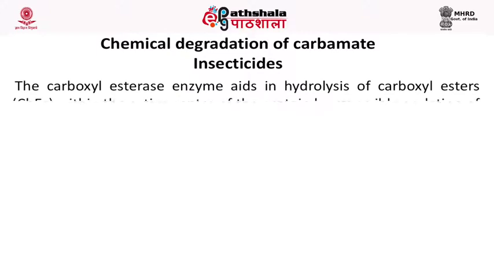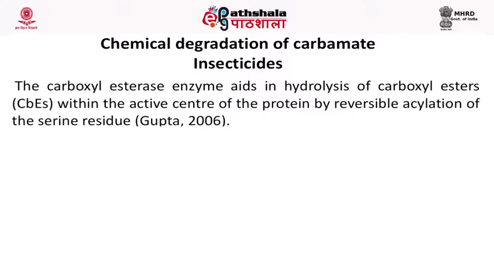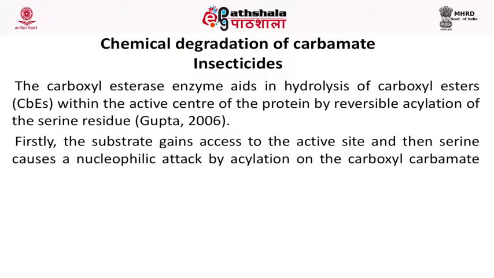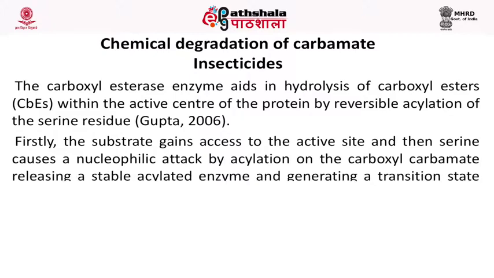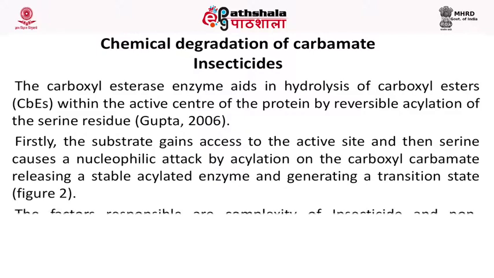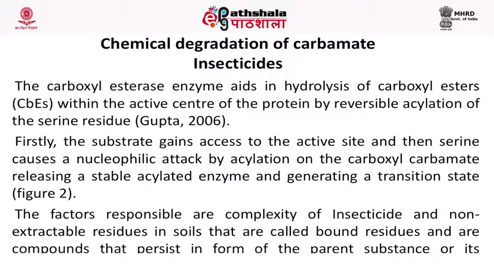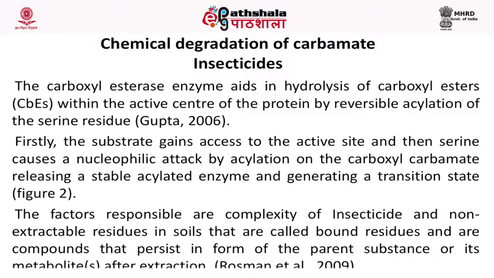The carboxylesterase enzyme aids in the hydrolysis of carbamate within the active centers of the protein by reversible acylation of the serine residues. Firstly, the substrate gains access to the active site and then serine causes a nucleophilic attack by acylation on the carbamate carbonyl, releasing a stable acylated enzyme and generating a transition state.